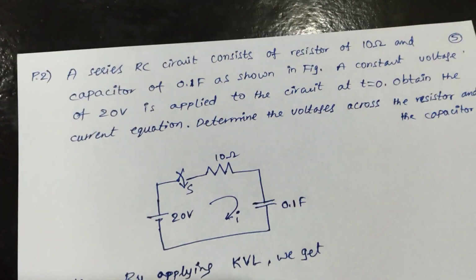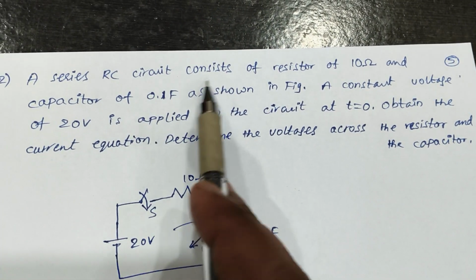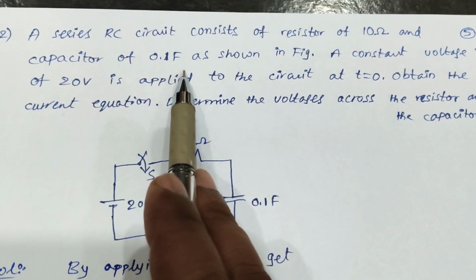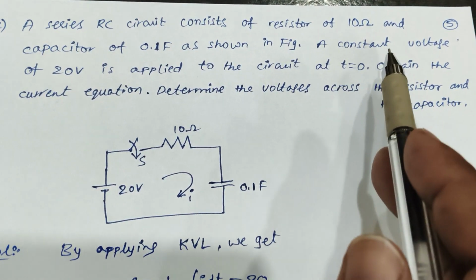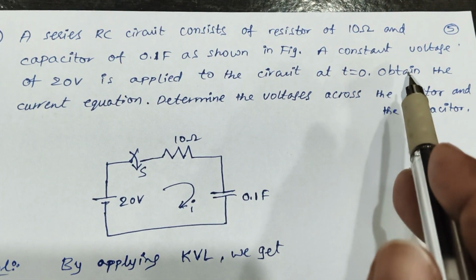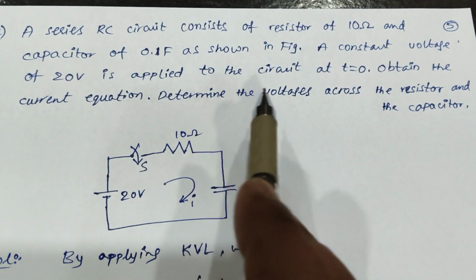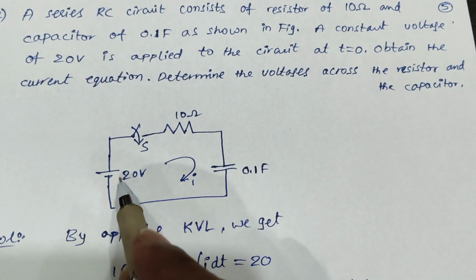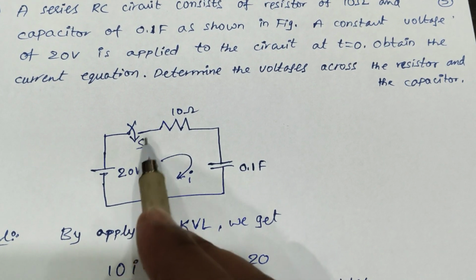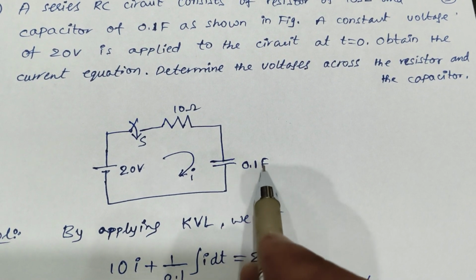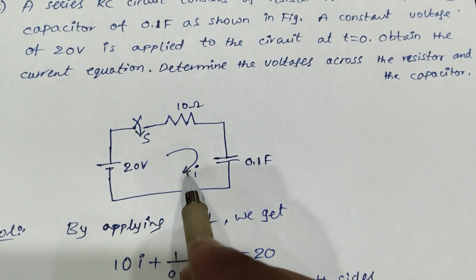If you see the problem, a series RC circuit consisting of a resistor of 10 ohms and a capacitor of 0.1 farad, as shown in the figure. A constant voltage of 20 volts is applied to the circuit at t is equal to 0. Obtain the current equation, and determine the voltages across the resistor and capacitor. This is the given circuit diagram: 20 volts through the switch S is connected to the 10 ohm resistance and capacitance of 0.1 farad, and the current response we need to find out.